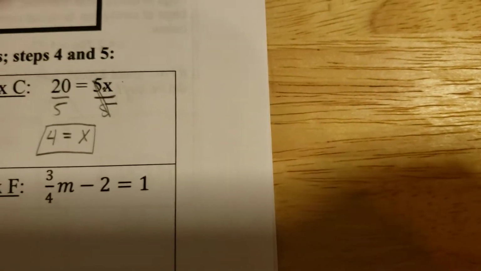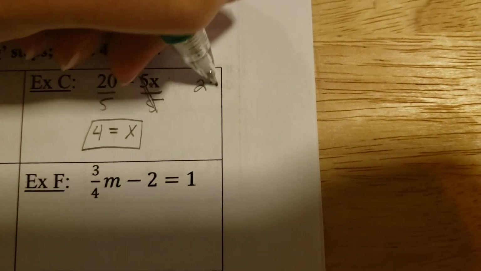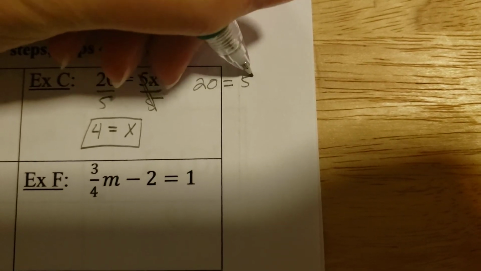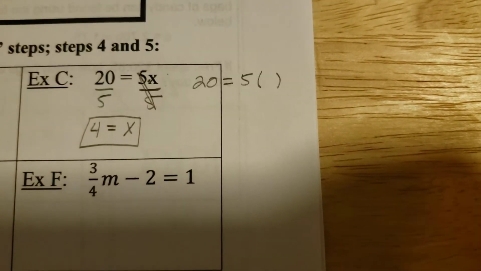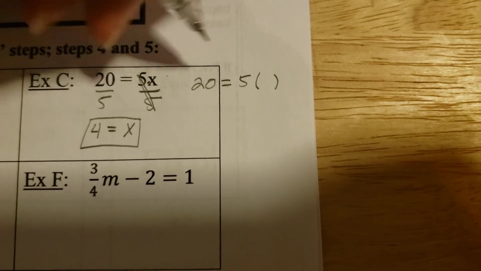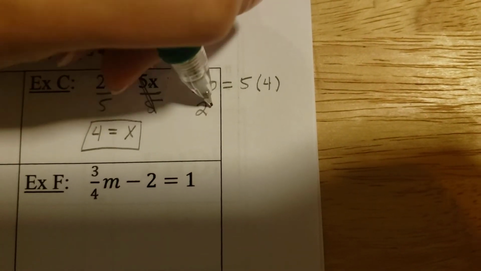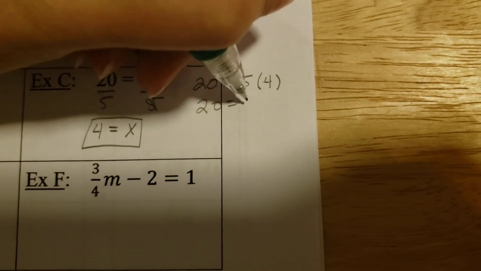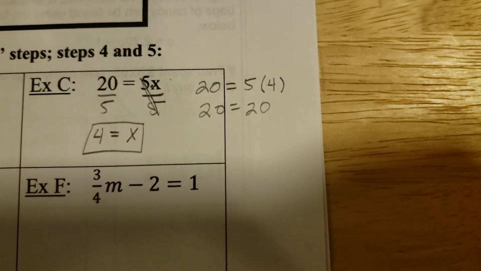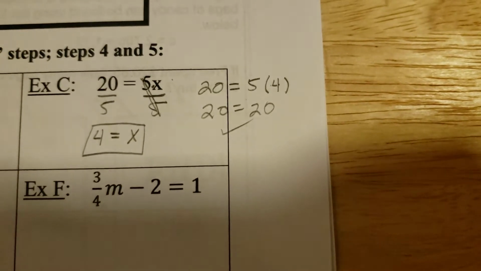And again, if you wanted to check it out, 20 equals 5, and instead of x, you put a pair of parentheses, because 5x means 5 times x, right? And we said that x was 4. So 20 equals, and then what is 5 times 4? 20. Is 20 equal to 20? Yes. So you did it correctly.